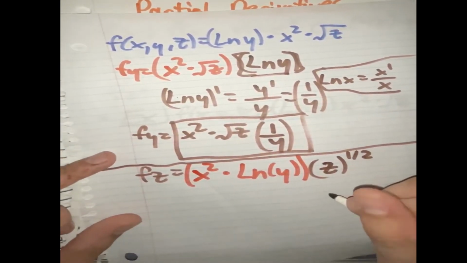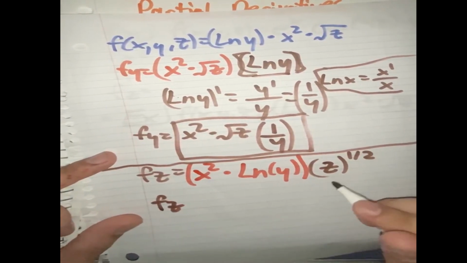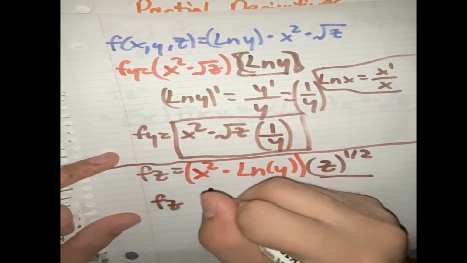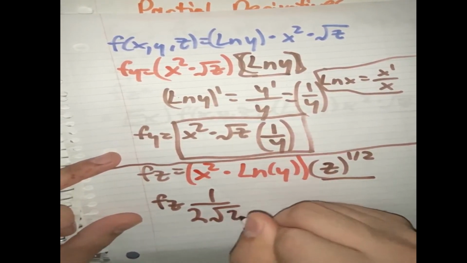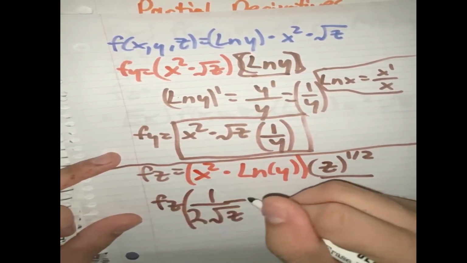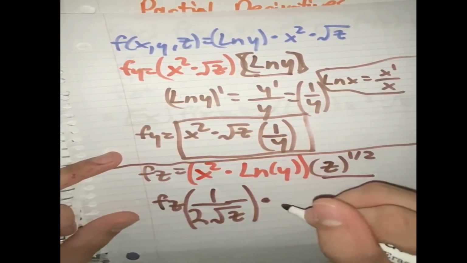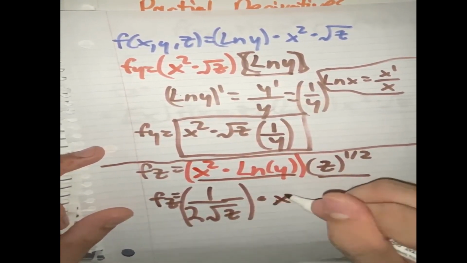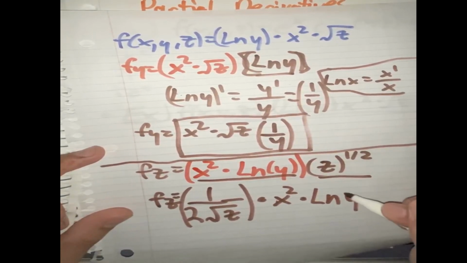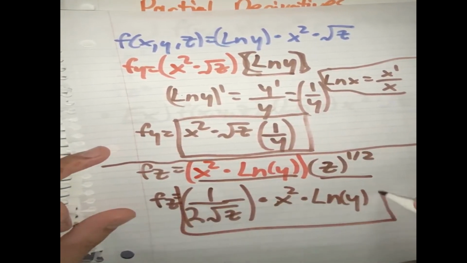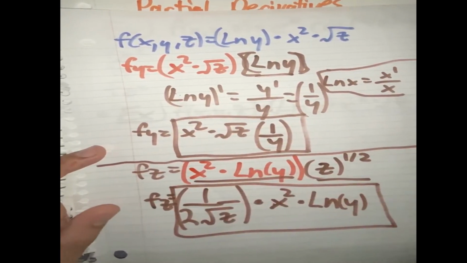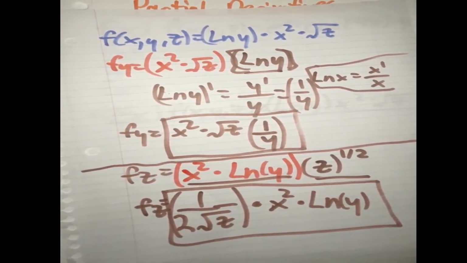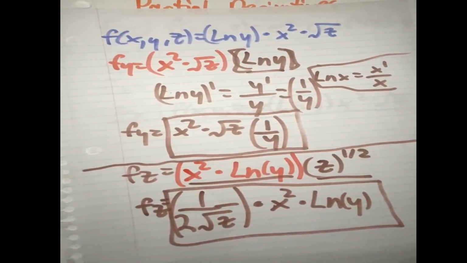So now we're going to take f of z, which is equal to the derivative of z to the 1/2. The derivative of a square root would be 1 over 2 times z, times, put a little equal sign right there, the constant x squared times the natural log of y. And this is how you take the partial derivative. So basically what you're not taking the derivative with respect to, always treat it as a constant.